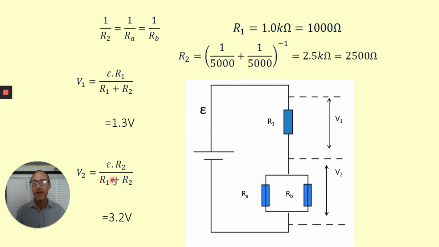Here we've got our V2, the total resistance of this, which we've called R2 here, divided by the total resistance of the circuit, multiplied by the potential difference of the source, which will give us 3.2 volts. So again, stop it and have a look.